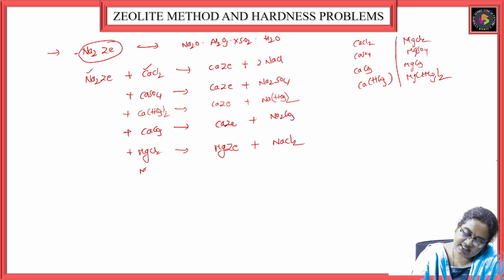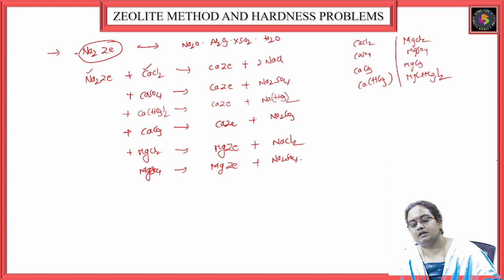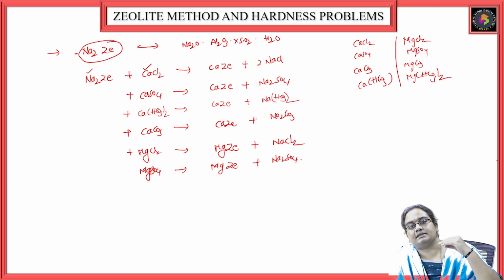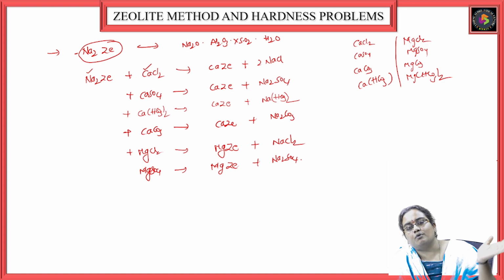And if it is reacting with magnesium sulfate, then again it is the same. Magnesium zeolite plus Na2SO4. That means, what does it mean? All cations are getting replaced by your sodium. Because of that reason, what is happening here? All your calcium and magnesium are removed from your water.